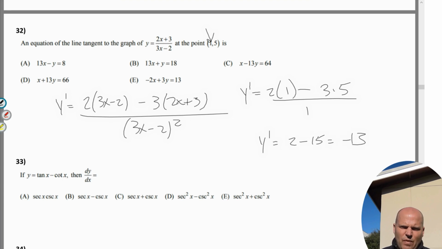I got y minus 5 equals negative 13x minus 1. We want everything on one side. It's like, how do you write equations in standard form? I honestly don't know.